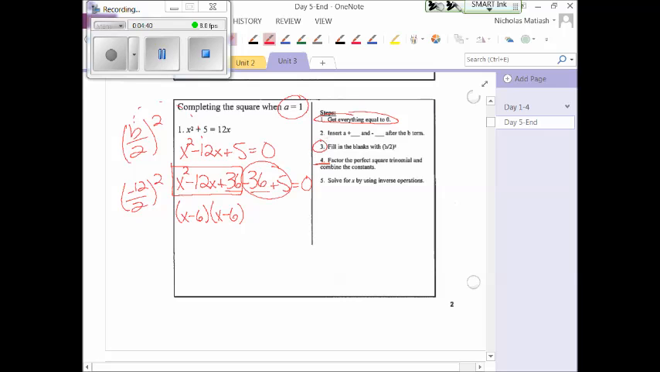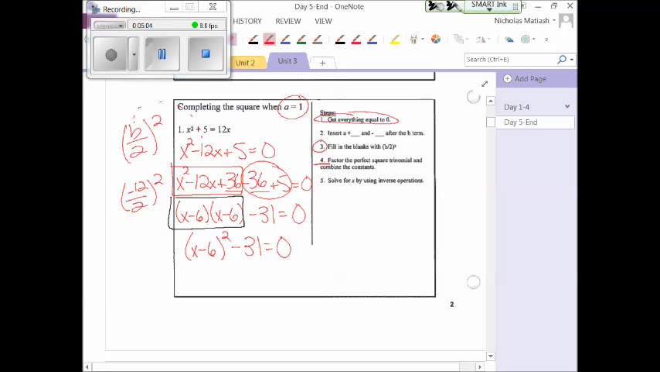These can be simplified to give you negative 31, and that's going to equal 0. Now, if you have x minus 6 and x minus 6, that can also be represented as x minus 6 squared, which is actually where we want to get to in the first place in this whole completing the square process.